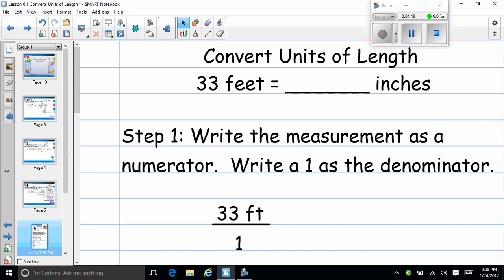What I want you to do is take out your math notebook. We're going to set up our title, Convert Units of Length, and the example that we have is 33 feet equals blank inches. Once you have that copied down, continue to hit play. Alright, step 1, write the measurement as a numerator and write a 1 as a denominator. And so you can see I've done that here. Once you have this copied down, continue to hit play.